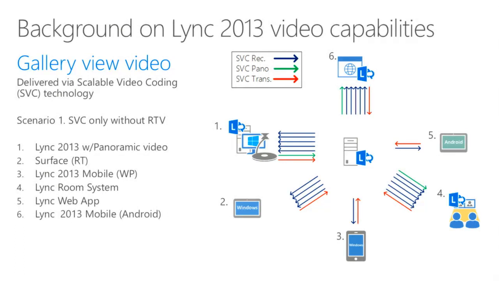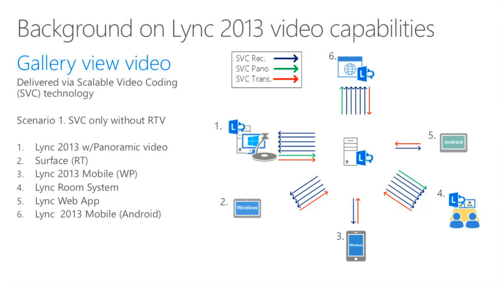We can see participant 3 there is a Windows phone. That Windows phone may only be able to receive 7.5 frames a second. So it's going to discard some of the frames within that video stream so that it's just left with 7.5 frames, and that's going to be done by the AVMCU.